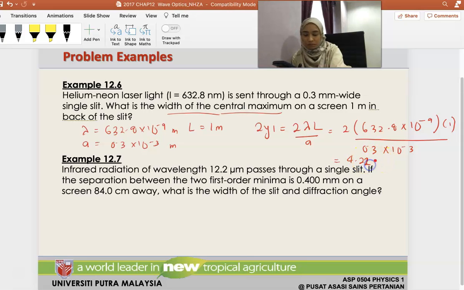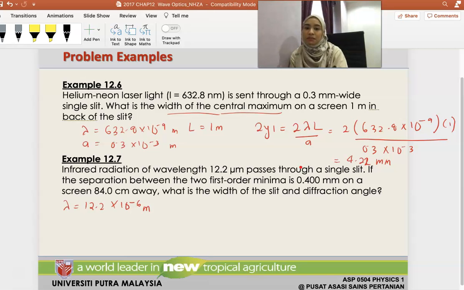4.22 millimeter. Okay, so that's the answer. Next one: infrared radiation of wavelength 12.2 micrometer, so 12.2 times 10 to the minus 6 meter, passes through a single slit, so a single diffraction problem.